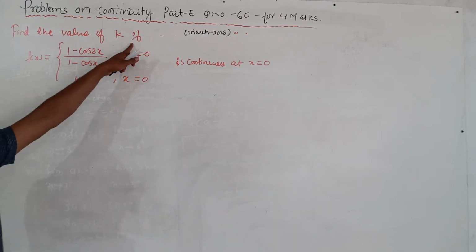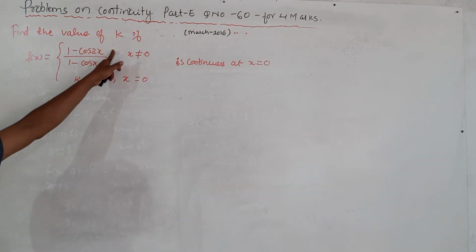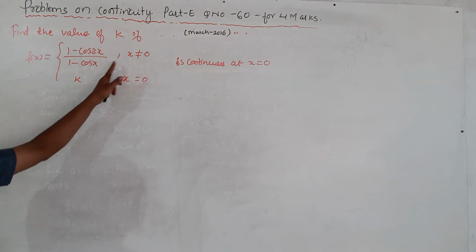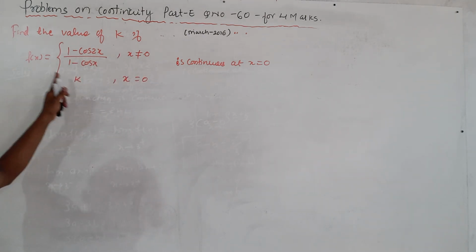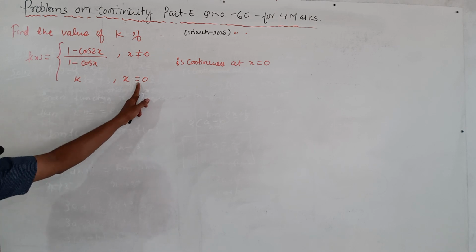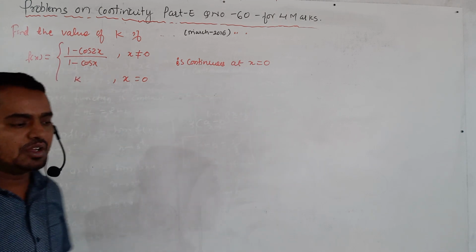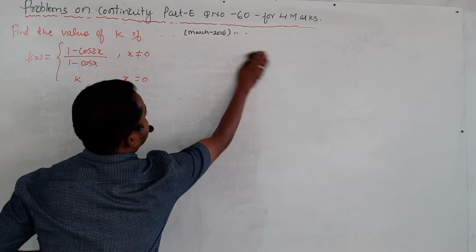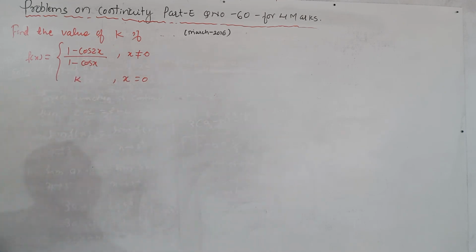Find the value of k if f of x is equal to 1 minus cos 2x divided by 1 minus cos x, for x not equal to 0, and f of x is equal to k at x equal to 0, is continuous at x equal to 0. This question has been asked in March 2016 for 4 marks. Solution: write the function as it is.